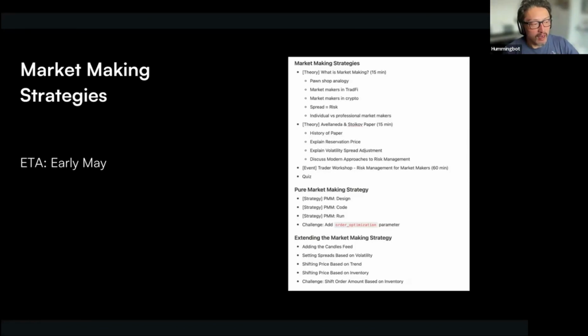And then at the end, one thing I should mention is that we want to make this hands-on. So for each of the strategies, we'll have a challenge part where you can add or extend some element of the strategy. For example, for the pure market making strategy, the challenge will be to implement what we call order optimization, which is essentially looking at the order book and ensuring that your order either is jumping the best order or staying behind the best order. So these are things that you can do with Hummingbot.